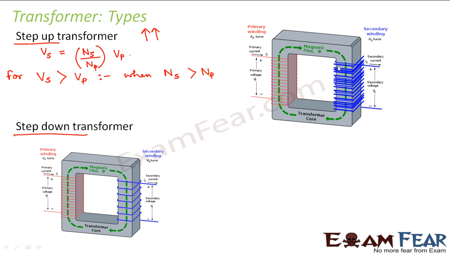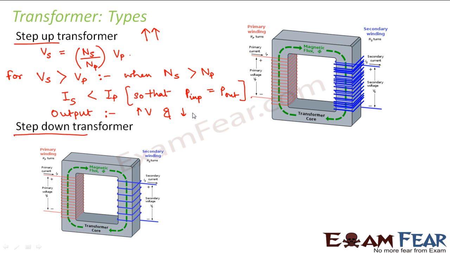As you can see here, the number of turns around the secondary coil is larger when compared to that on the primary coil. So in this case, the transformer will act as a step up transformer, and in such a transformer, the secondary current will always be less than the primary current, so that the power input is equal to the power output. Right? So what is the output of a step up transformer? The output of a step up transformer is a high voltage and low current.